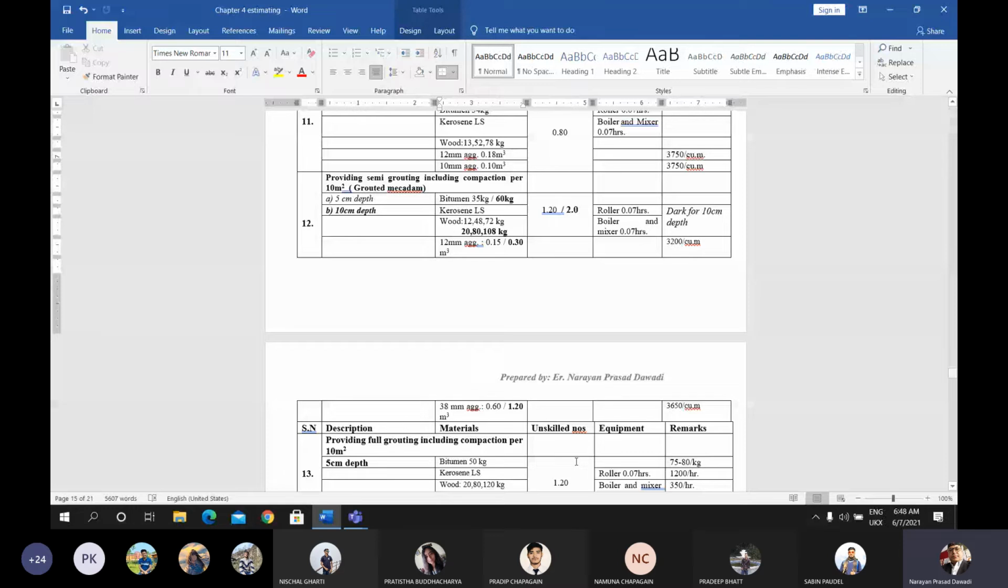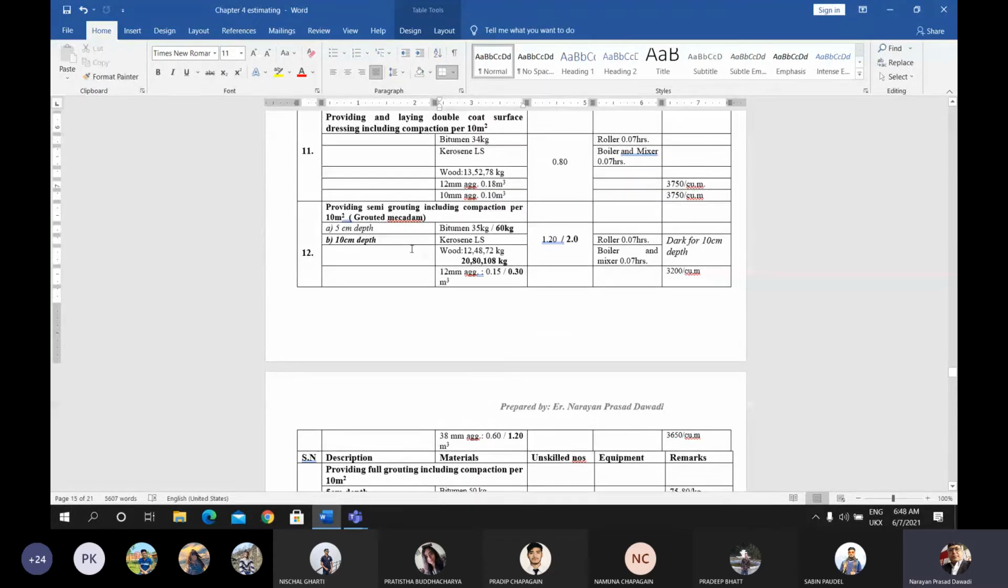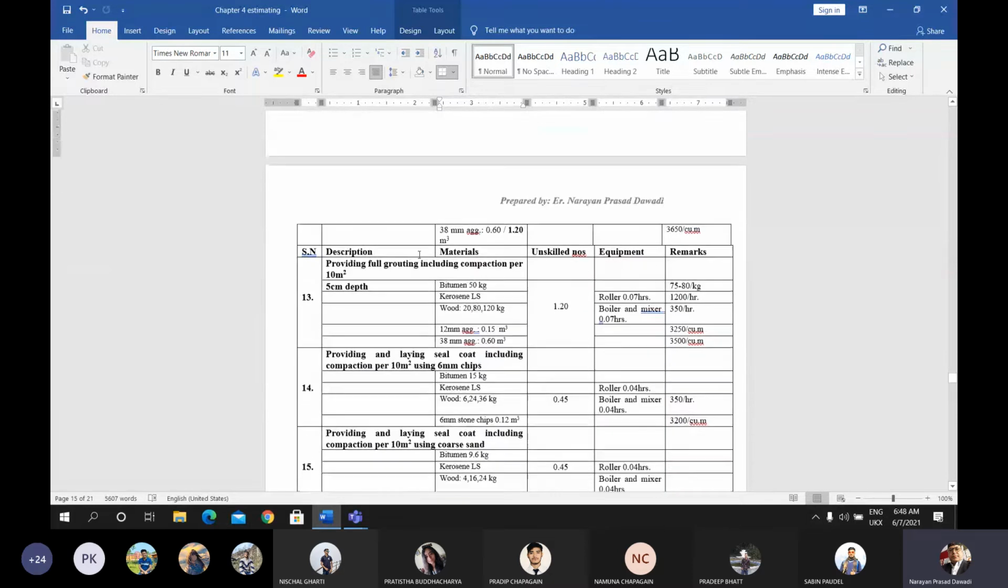semi-grouting, full grouting, I mean the same. If it is provided as semi-grouting, then you can do it for 5 centimeter or 10 centimeter. If it is not specified with the depth of penetration, then you can do it for any one. If you are provided with a specific thickness, then do it for that. Now for the full grouting, generally 5 centimeter depth is carried out. For all full grouting, 5 centimeter depth of penetration is done.